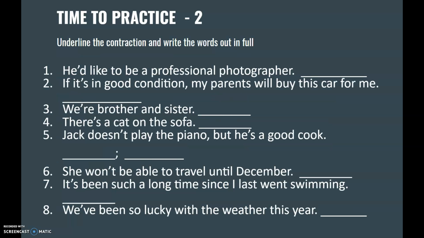Okay, in this activity I'd like you to underline or circle or highlight the contraction, the word that is a contraction in the sentence, and then write the words out in full so that you're showing that you understand what that contraction stands for. So we have 8 questions there. So write out the full form of the contraction. Okay, the answers for these you will find in the description at the bottom of this video.